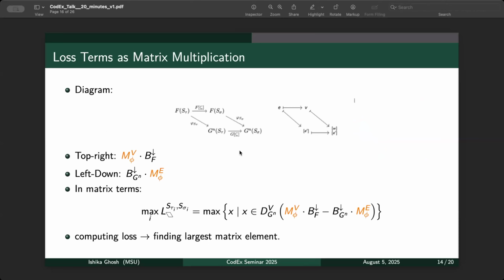So what I do is express these loss computations coming from the diagrams as matrix multiplications. Each inclusion and boundary relation is expressed as matrices, and we can then express this diagram as a difference between the multiplication of two matrices and the multiplication of two other matrices. And in this setup, the computation of loss boils down to finding the largest element of this big matrix that I'm computing.